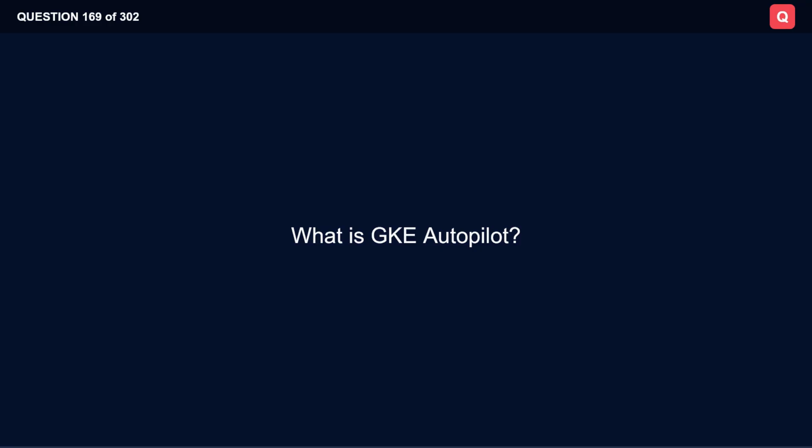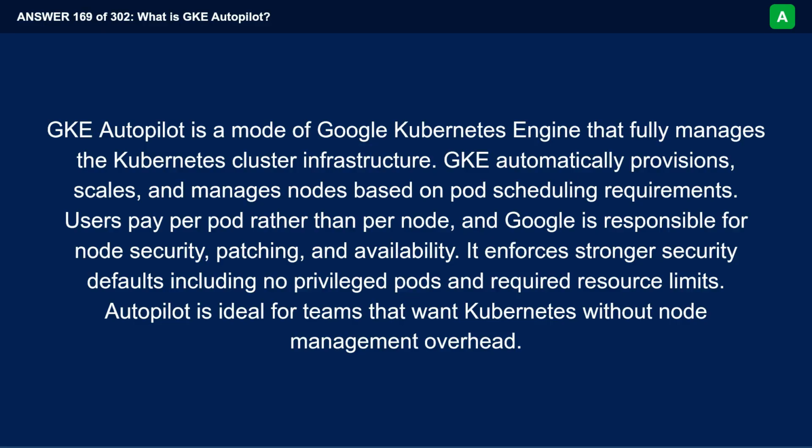What is GKE Autopilot? GKE Autopilot is a mode of Google Kubernetes Engine that fully manages the Kubernetes cluster infrastructure. GKE automatically provisions, scales, and manages nodes based on pod scheduling requirements. Users pay per pod rather than per node, and Google is responsible for node security, patching, and availability. It enforces stronger security defaults, including no privileged pods and required resource limits. Autopilot is ideal for teams that want Kubernetes without node management overhead.